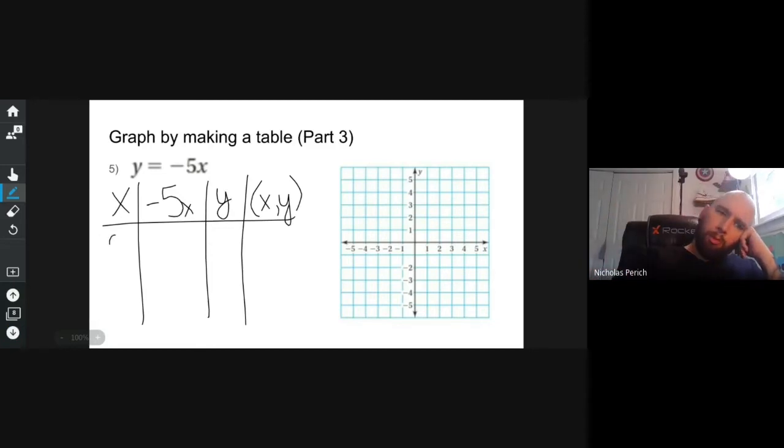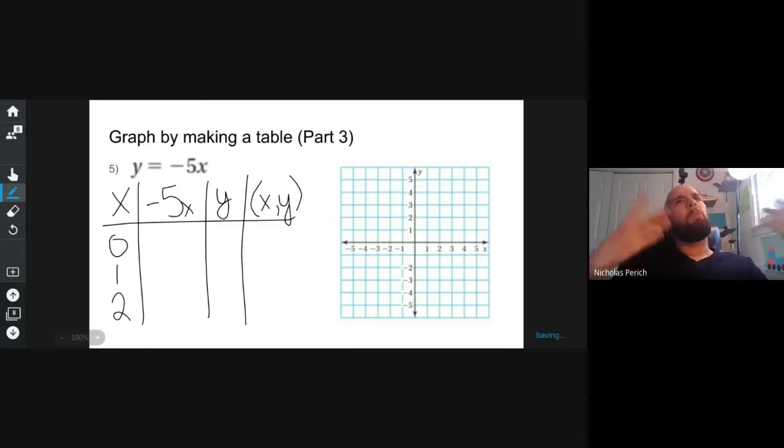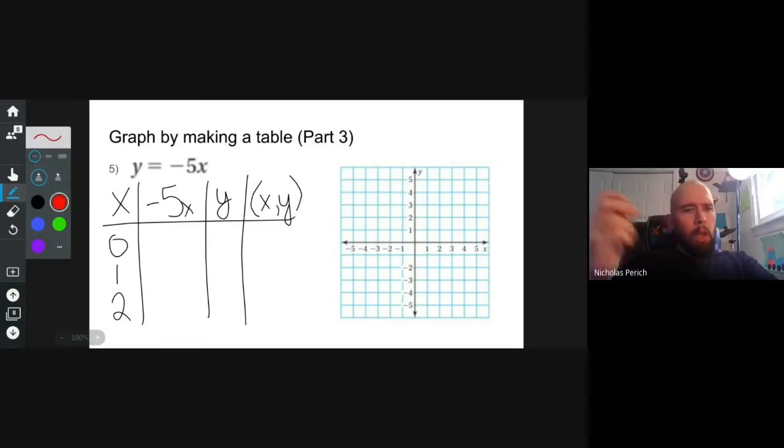So let's pick 0, 1, 2 for my X values. I'm going to pick 3 points because why not? Why the heck not?